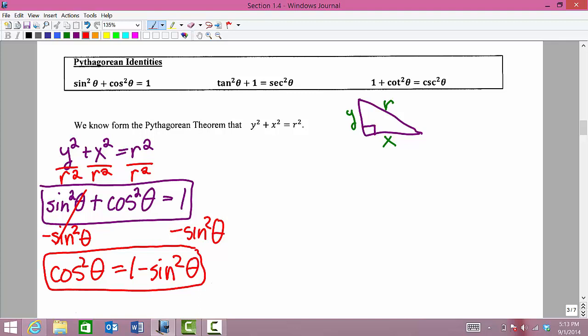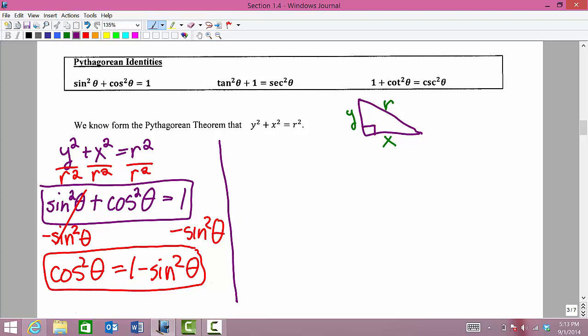So we should be able to know the basic form of the identity and then be able to rearrange it by subtracting or adding or doing anything to both sides. We should be able to come up with an equivalent form of that identity.